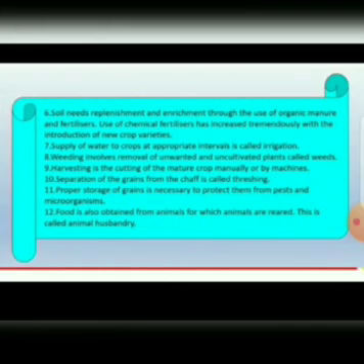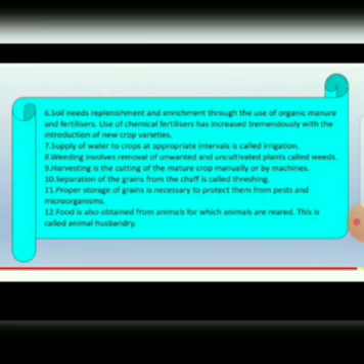Soil needs replenishment and enrichment through the use of organic manure and fertilizers. Use of chemical fertilizers has increased tremendously with the introduction of new crop varieties. Supply of water to crops at appropriate intervals is called irrigation. The weeding process involves removal of unwanted and uncultivated plants called weeds, which are removed by weedicides, chemicals. Harvesting is the cutting of the mature crop manually or by machine. Separation of the grains from the chaff is called threshing. Proper storage of grain is necessary to protect them from pests and microorganisms.